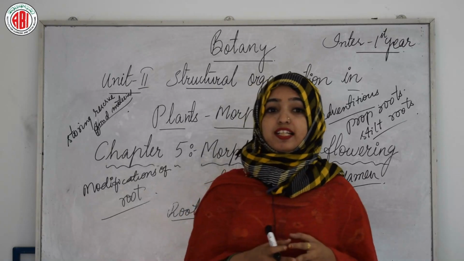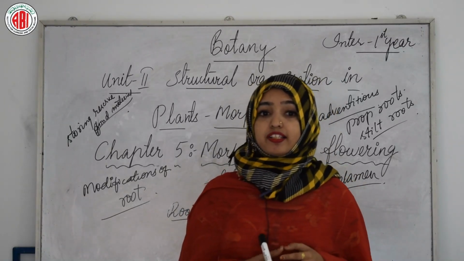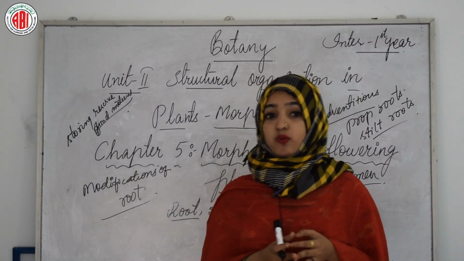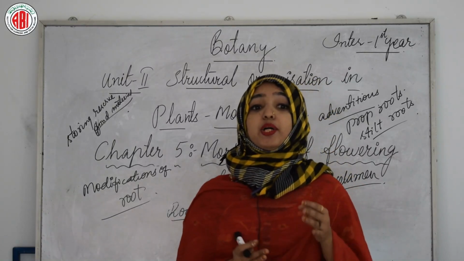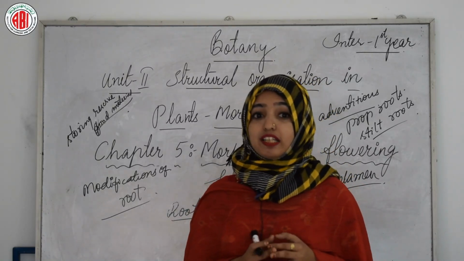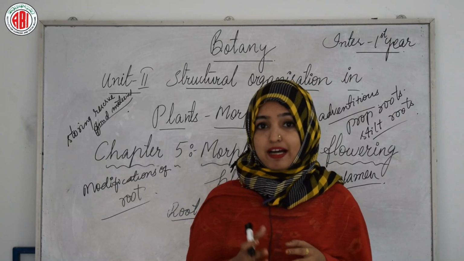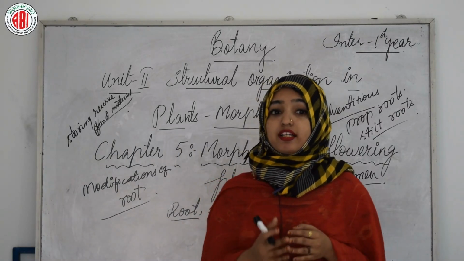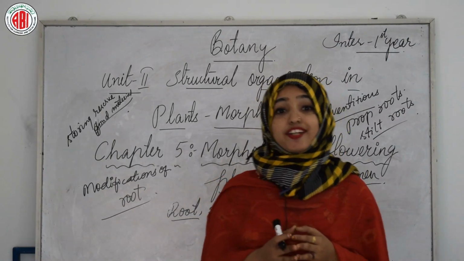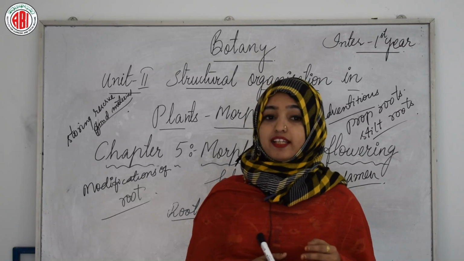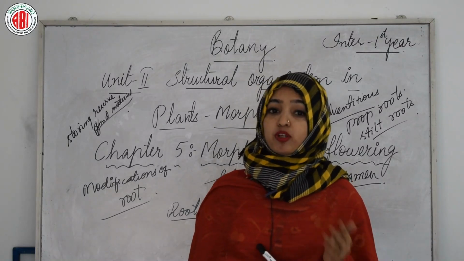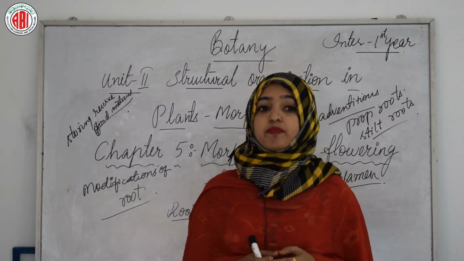Some partial parasites like Viscum and Striga send haustorial roots into the xylem of the host plant to get water and minerals, while complete parasitic plants like Cuscuta and Rafflesia extend their haustorial roots into both xylem and phloem to obtain both water as well as food from the host plants.